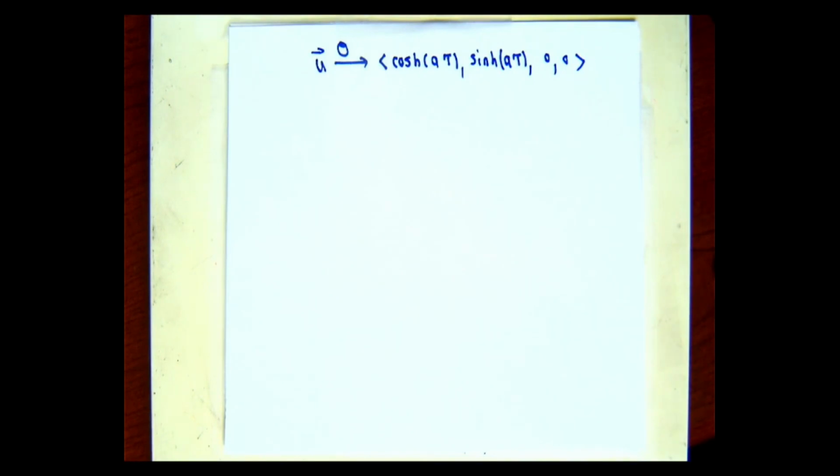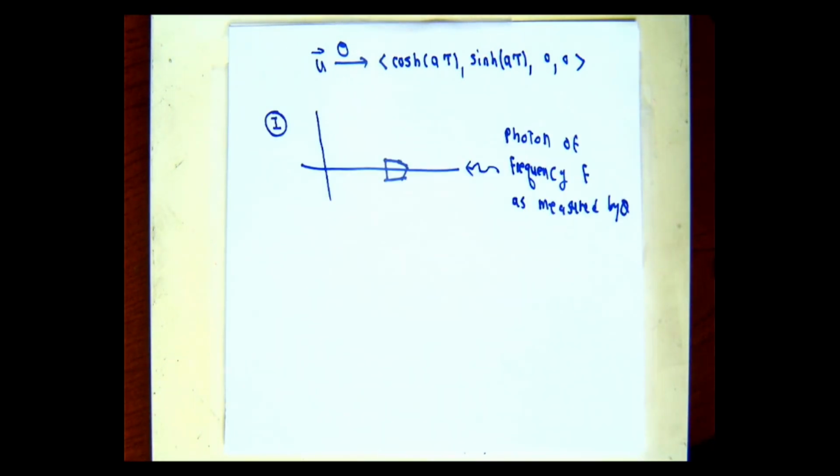Based on the preceding formulas, it's direct to show that the components of the 4-velocity of Fred, which I'm just going to call u, according to O, are hyperbolic cosine of a times tau, hyperbolic sine of a times tau, and because there is no motion in the y or z direction, the last two components are 0. For our first situation, let's imagine that Fred is traveling along, and somewhere out in front of him, a photon is emitted along the x-axis traveling towards the origin. As measured by O, we'll say the frequency of that photon is f. I want to figure out what Fred is going to observe.